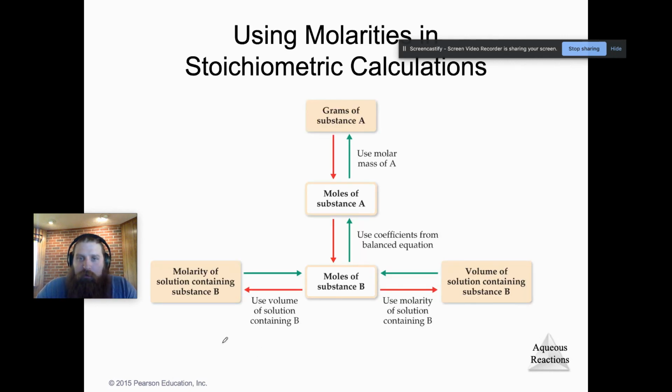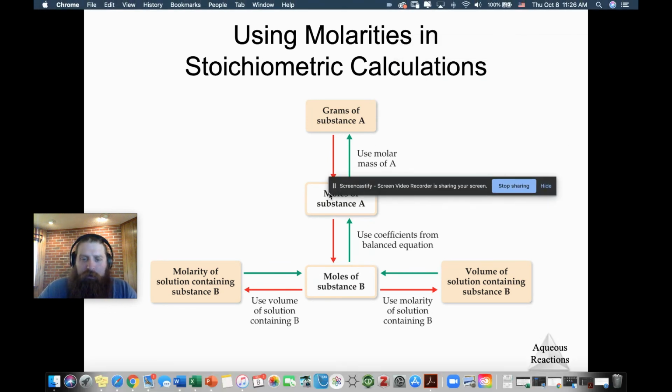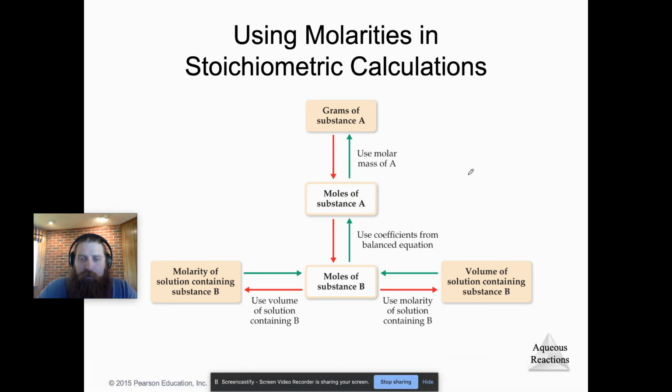If you want to use molarity in your stoichiometric calculations, which you likely will do, this little chart here will kind of walk you through how to convert some of those things. So I know we did molarity last year. I'm not feeling like that's hard for you guys, but if you have questions, absolutely let me know. This is definitely worth a little review here.